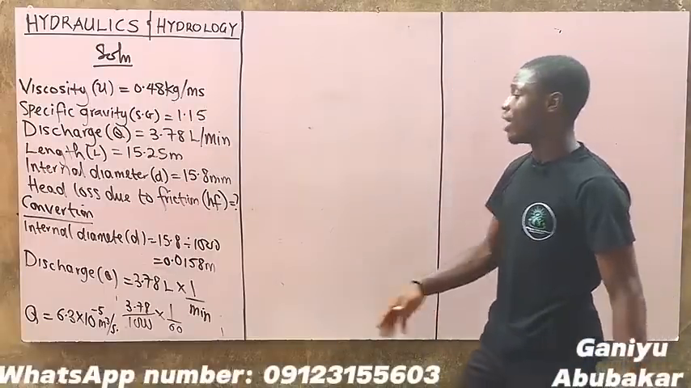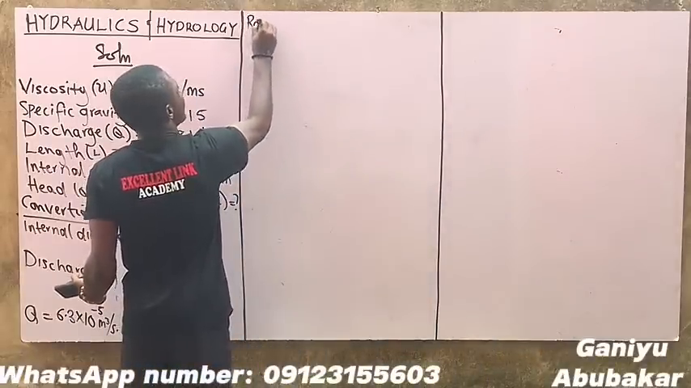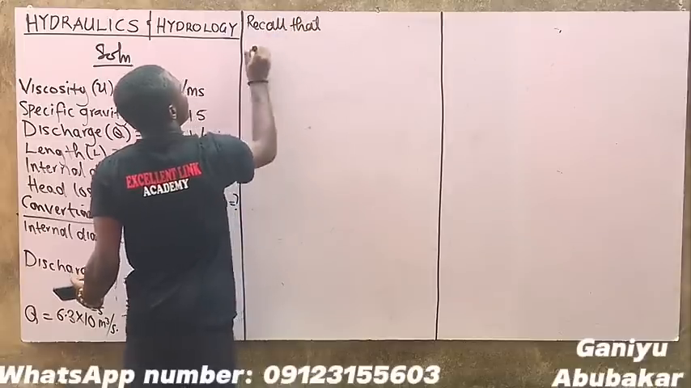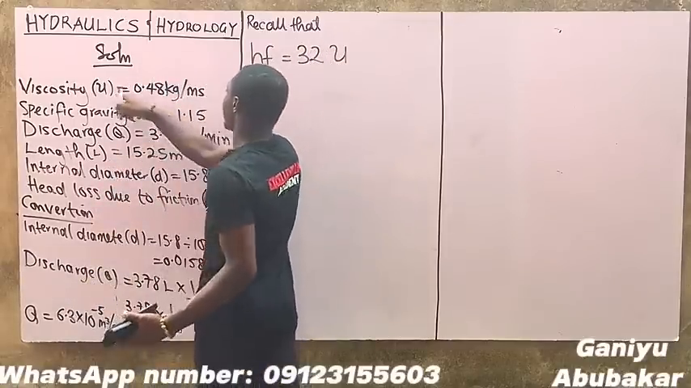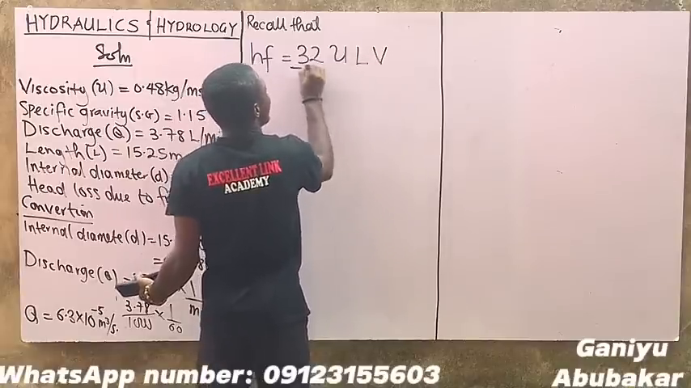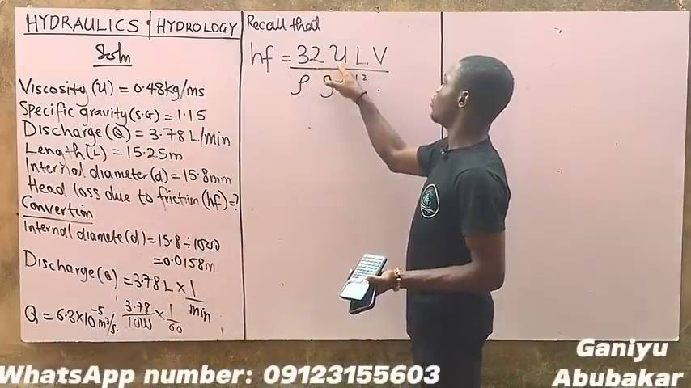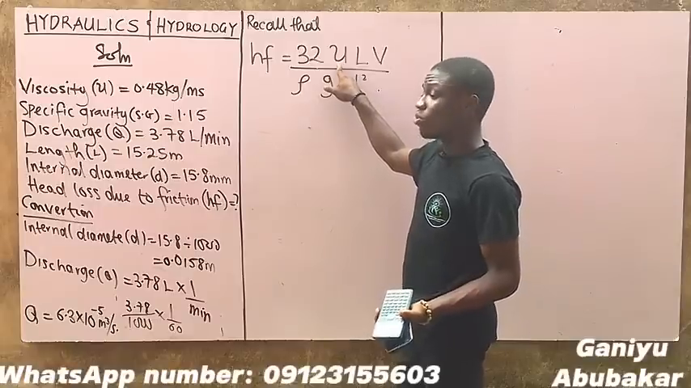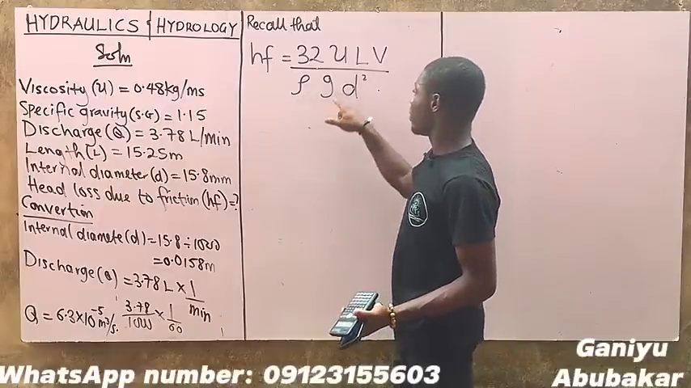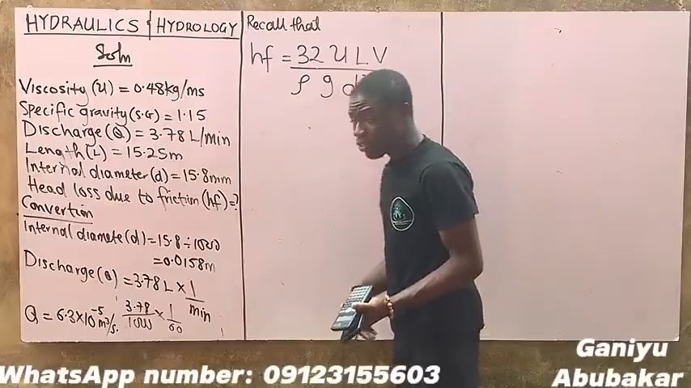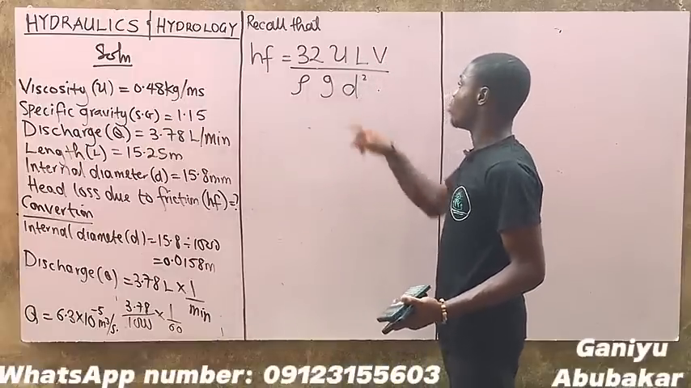Next, let's find the head loss. HF is head loss. Recall that head loss HF is equal to 32 mu L V over rho g D squared. Here mu is viscosity, L is length, V is velocity, rho is density, g is gravity, and D is the diameter. I'm looking for HF, so to find it successfully I must know the following. Number one, viscosity.